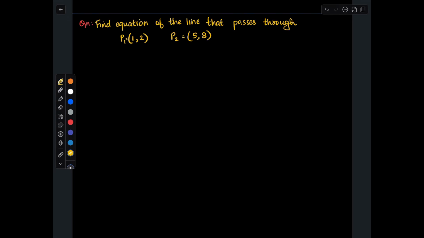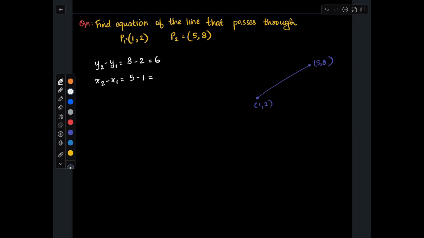Let's do a quick example. Let's say we want to find the equation of a line that passes through 2 points, (1, 2) and (5, 8). So (1, 2) and (5, 8) are ordered pairs. Let's first compute the slope of the line. To do that, we first compute the difference in the y-coordinates. So in this case, it's 8 minus 2, which is equal to 6. We then compute the difference in the x-coordinate, which is 5 minus 1, which is 4.